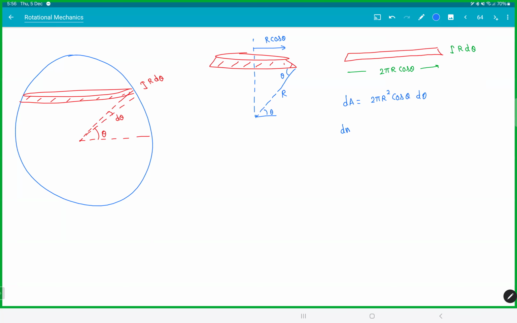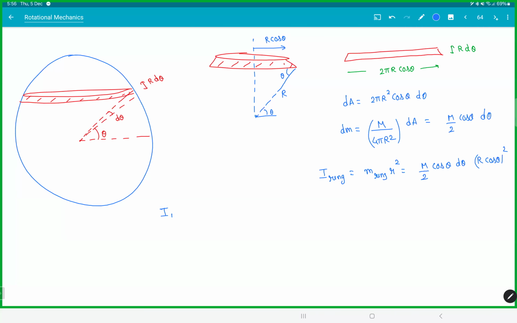What is the mass of this small ring? Total mass by total surface area into area of this piece, which is m by 2 cos theta d theta. Now remember, this is a ring. What is the moment of inertia of a ring? Moment of inertia of a ring is mass of the ring into radius square. This is m by 2 cos theta, radius is r cos theta, whole square.